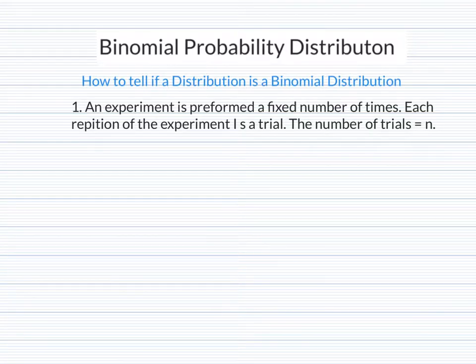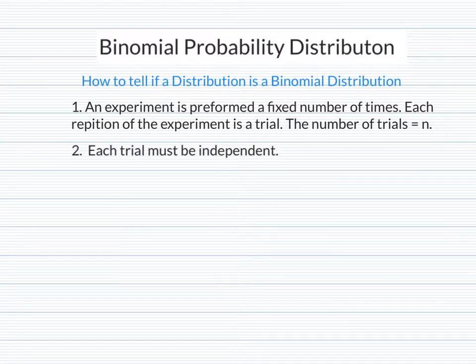First of all, an experiment is performed a fixed number of times, and each repetition of the experiment is a trial. The number of trials is equal to our n. So when we start seeing some formulas that involve this, our n is the number of trials. The experiment can be something like asking a specific number of people a question, rolling a dice a certain amount of times, something like that.